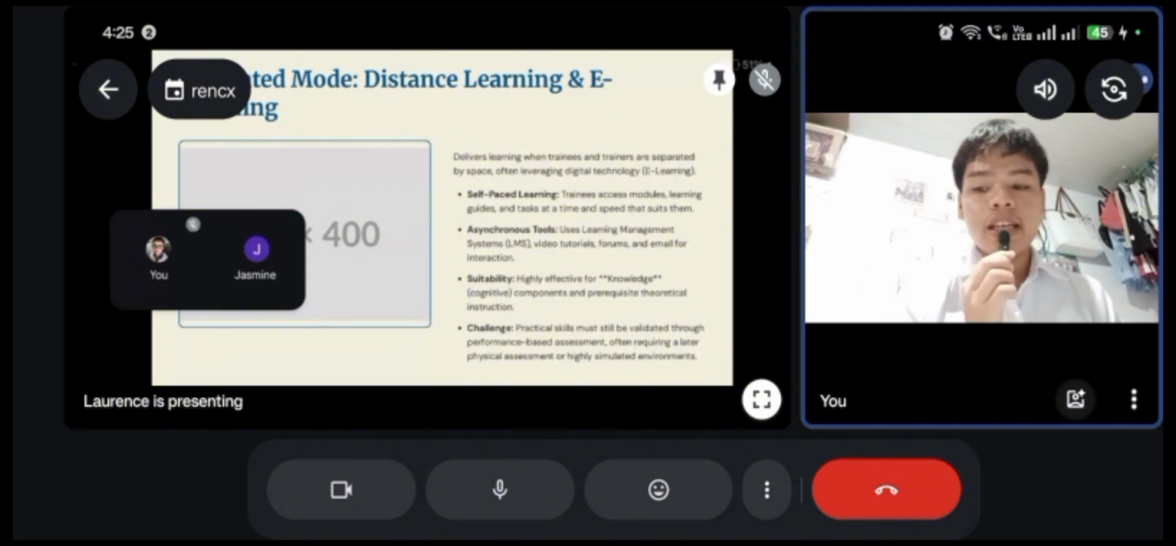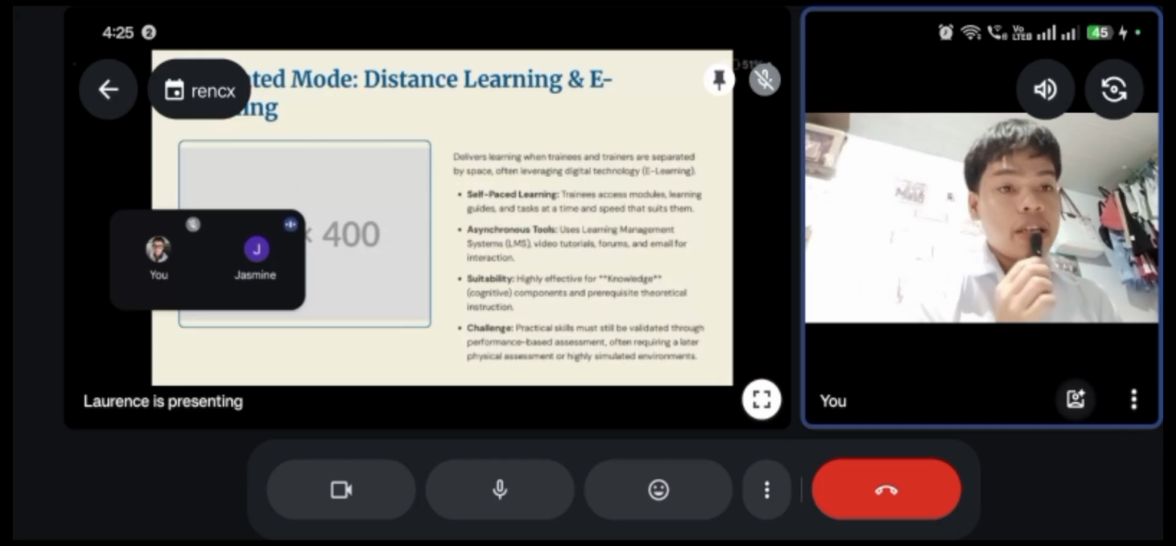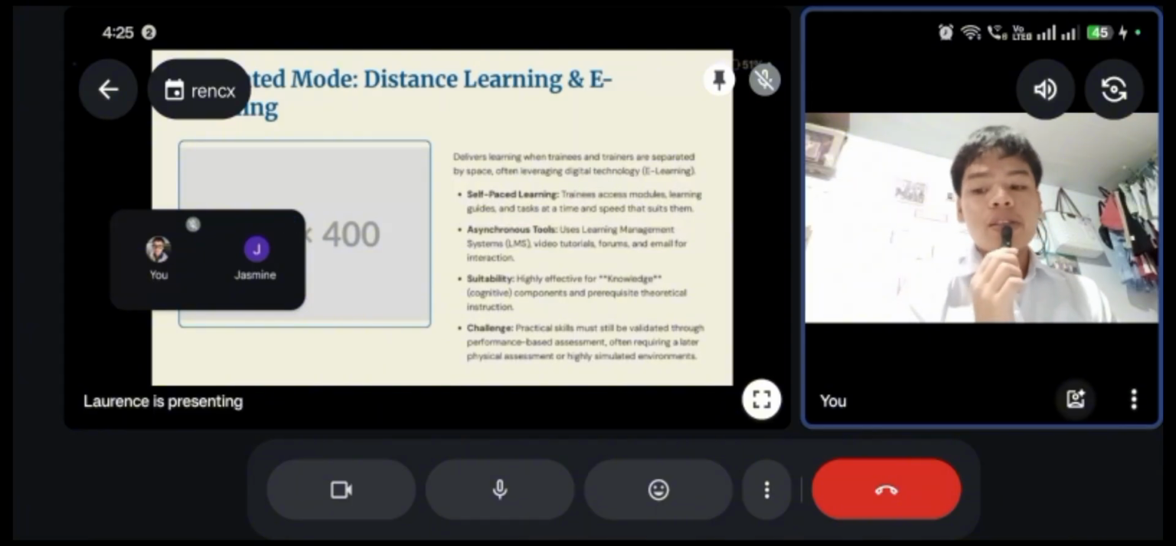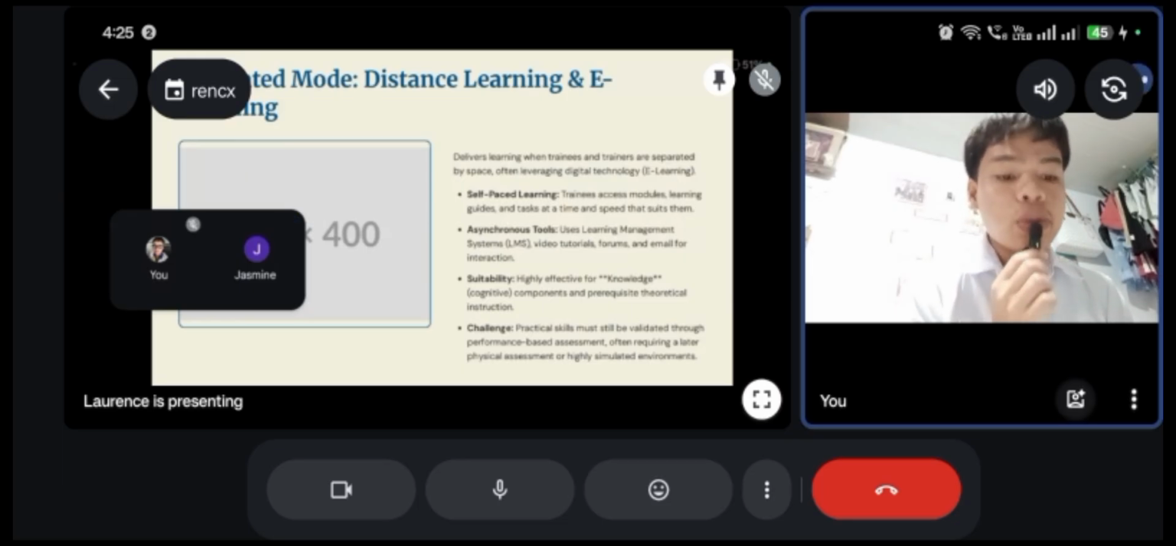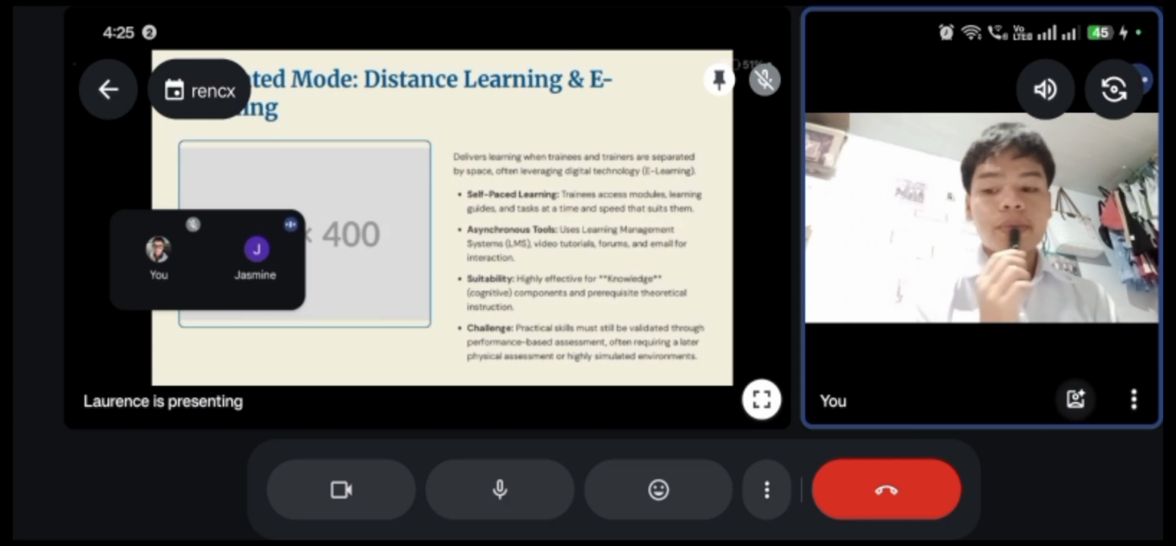Self-paced learning. Trainees access modules, learning guides, and tasks at a time and speed that suits them. Students can study whenever they want and go at their own speed. Asynchronous tools use a learning management system or LMS, video tutorials, forums, and email for interaction. Meaning, lessons are delivered through online platforms, videos, forums, or email. No need for everyone to be online at the same time.